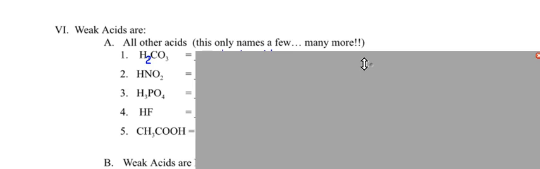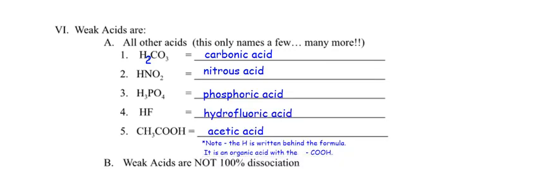All right. Hopefully you paused this and went ahead and named these. You're practicing this again. So this is carbonic acid, nitrous acid, phosphoric acid, hydrofluoric acid, and acetic acid. Now, what do you notice about acetic acid?